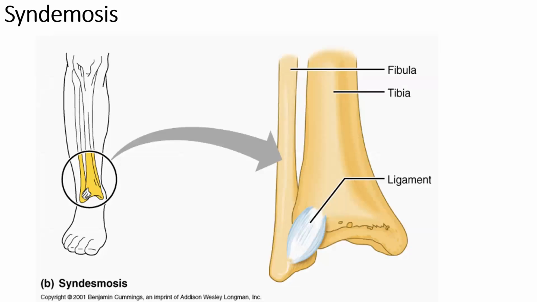This is a syndesmosis. This is the joint that occurs between the fibula and the tibia. The lateral malleolus of the fibula attaches to the lateral side of the tibia. It's held in place by a ligament, a fibrous connective tissue, probably fibrocartilage involved here. And we see that this holds the fibula very tightly to the tibia.